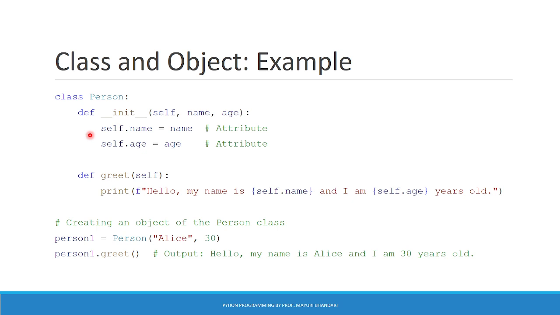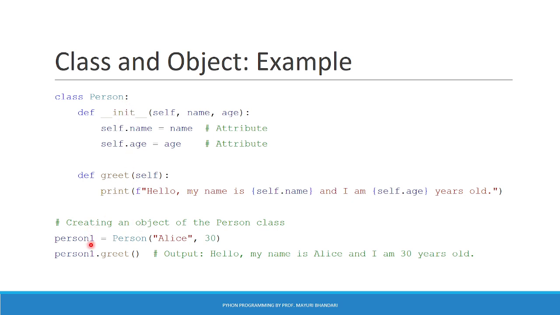So every class in Python will have this init function, and it will be executed when the class is initiated, that is, when you create an object of the class, the init method will be executed. Second thing, whenever you define any method inside a class, the first parameter of that method is self, every time. That's why for init the first parameter is self and for greet also the first parameter is self. So this is the class Person with two methods.